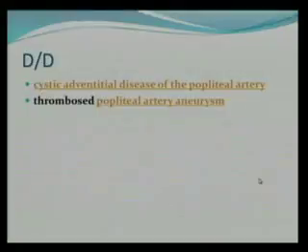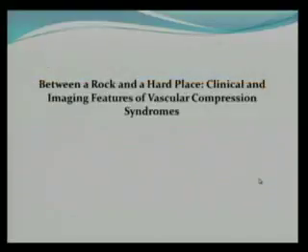What are the differential diagnoses? Cystic adventitial disease of the popliteal artery and a thrombosed isolated popliteal artery aneurysm. The patient just has a solitary aneurysm. It's neither related to any collagen vascular diseases, nor to any inflammatory syndromes or popliteal artery entrapment. There's either thrombosis there or cystic adventitial disease.